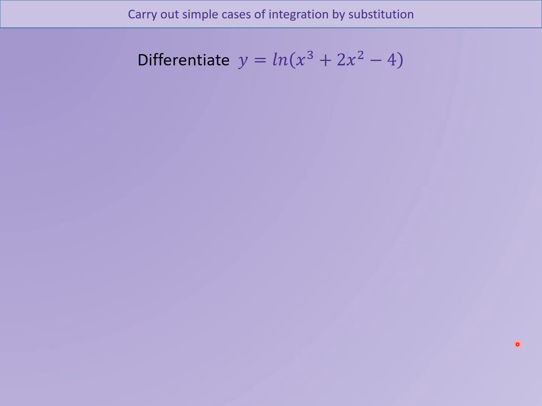Okay, so I'll give you a moment to have a go at this one yourself. So pause if necessary. Remember it says differentiate, it does not say integrate.